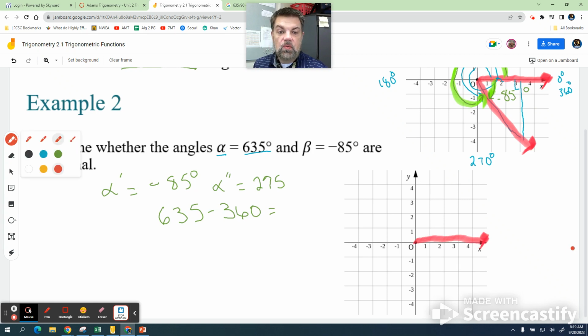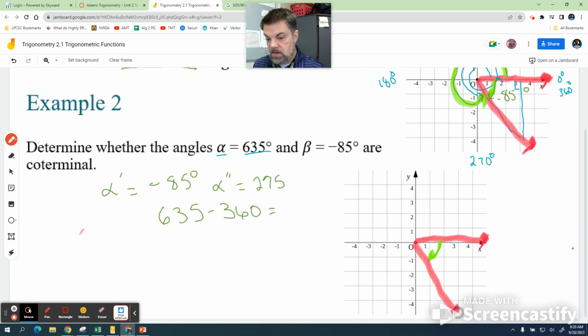And now we're going to go negative 85. Well, I kind of talked ahead of myself, right? So if I go negative 85, how do I know what that looks like? Well, it's going to come here. And so for this particular one, this is beta, which is negative 85.